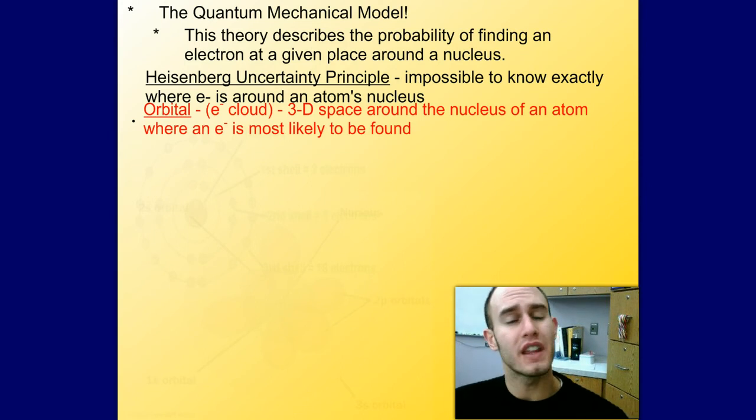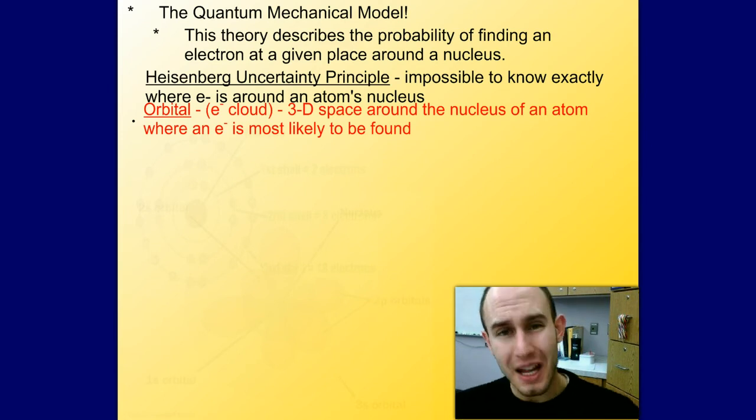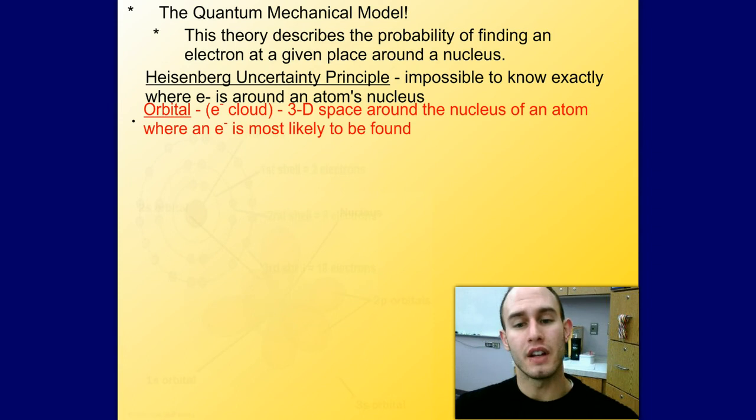It's based off of the Heisenberg uncertainty principle, which states we do not know exactly where an electron is around the nucleus of the atom, but we can make our best guess at denoting where it is. These electrons are found in orbitals, or electron clouds, which represent a three-dimensional shape around the nucleus of an atom, again where we're most likely going to find an electron.